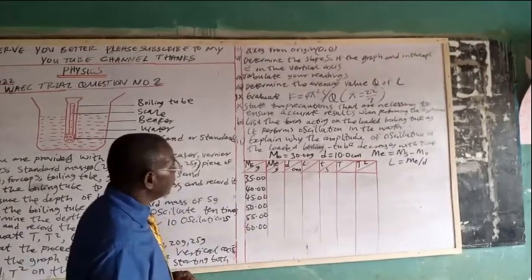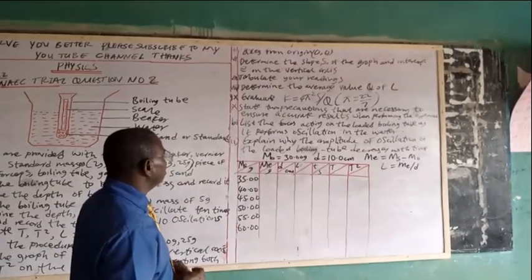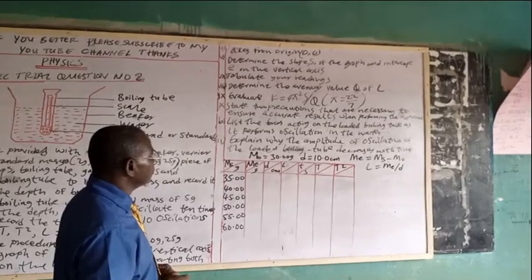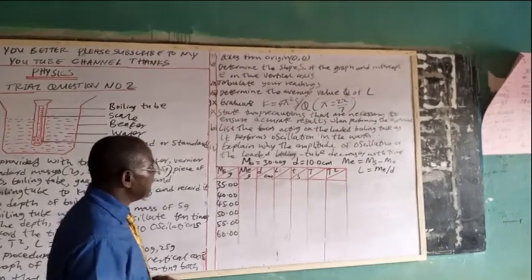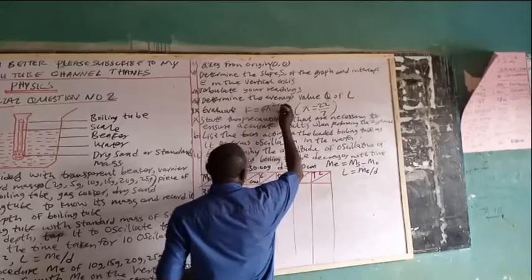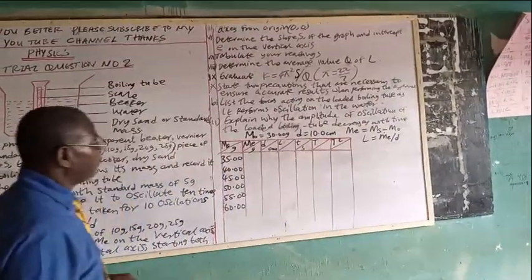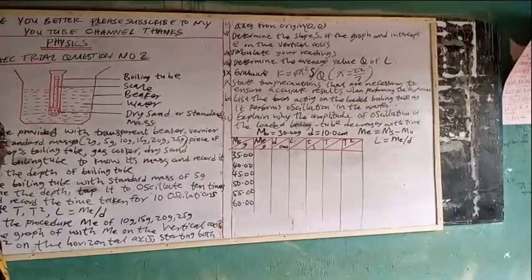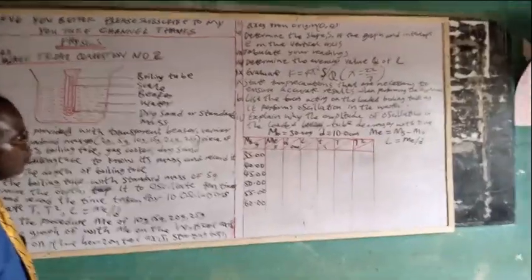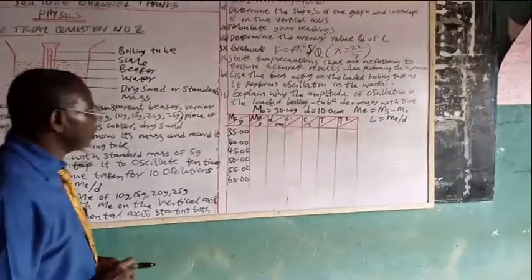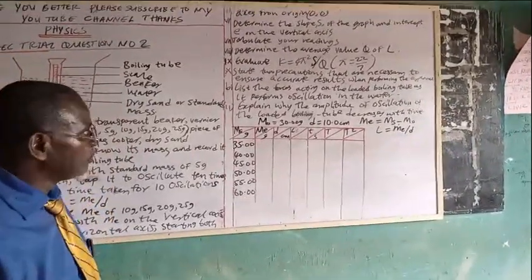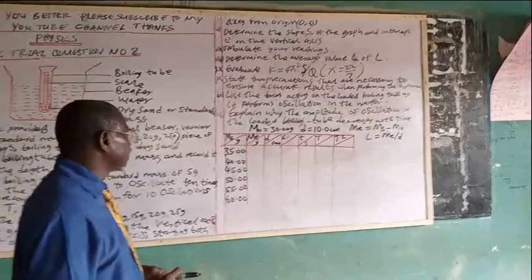8. Determine the average value of L. 9. Evaluate K equal to 4 pi squared S all over Q. Pi is equal to 22 over 7. 10. State 2 precautions that are necessary to ensure accurate results when performing the experiment in the laboratory.